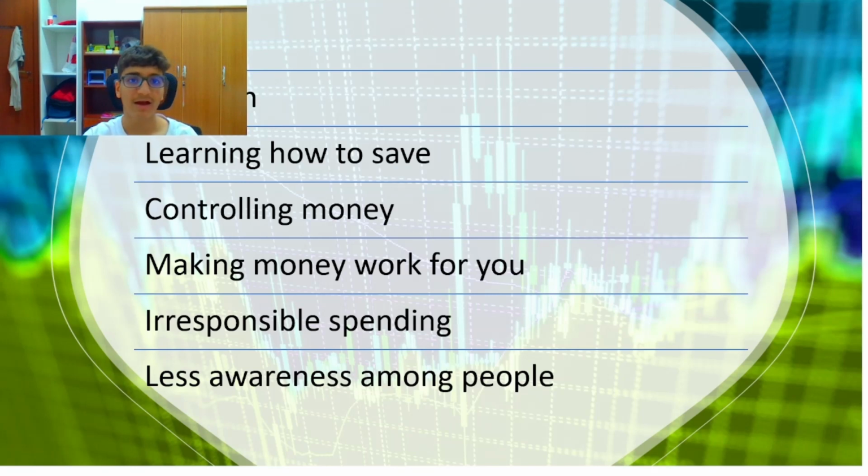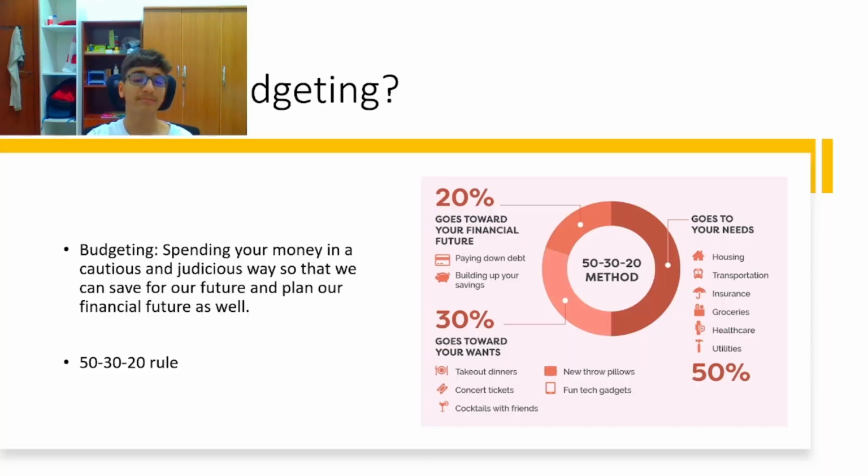as it can be used for saving and for tackling inflation, which is almost 6% on average worldwide yearly. So from this topic we can learn how to save, we can learn how to control money, we can learn how to make money work for us so that we have more money and we can actually tackle inflation. And also a really important topic, which is irresponsible spending, which a lot of my peers do around me, and which is not good and is a total waste of money. So let's get started immediately on our first topic, which is budgeting.